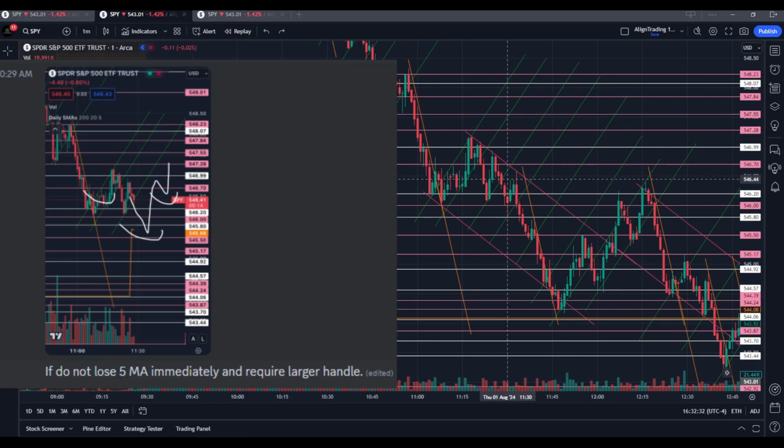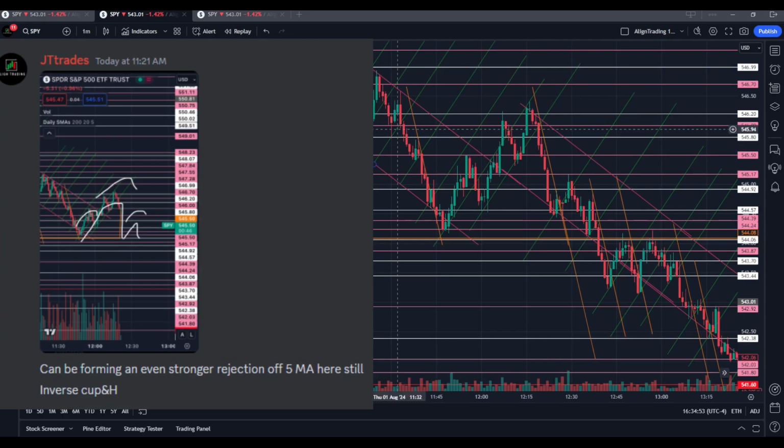Now, I explained after this right here, if we do not lose this 5-day moving average, which was about here, immediately be looking for it to do this, and only then could it have a reversal. But as you can see, we have this green once again, and we just get more selling continuation.